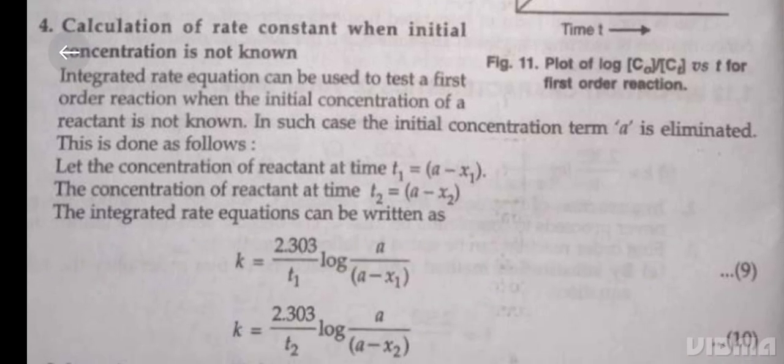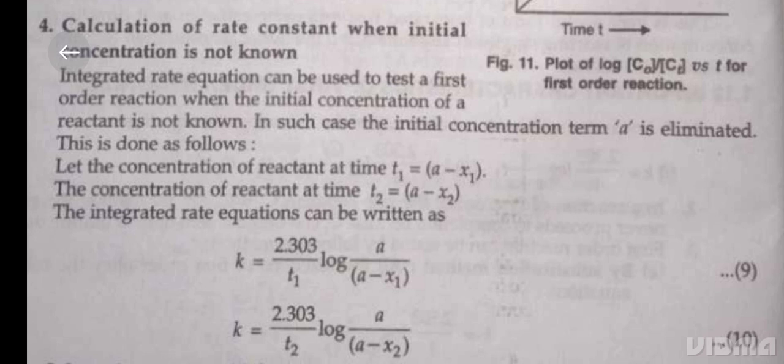Calculation of rate constant when initial concentration is not known. Integrated rate equation can be used to test a first order reaction when the initial concentration of a reactant is not known. In such case, the initial concentration term a is eliminated. This is done as follows. Let the concentration of reactant at time t1 be equal to a minus x1, and the concentration of reactant at time t2 be equal to a minus x2.